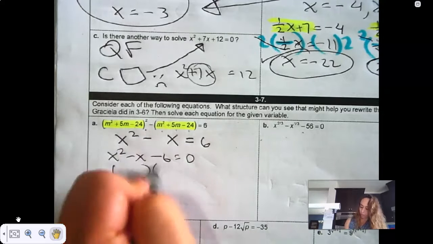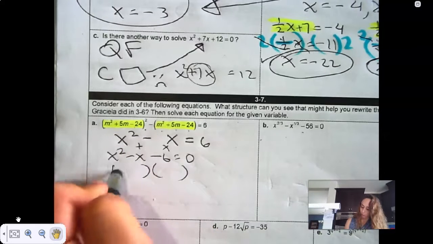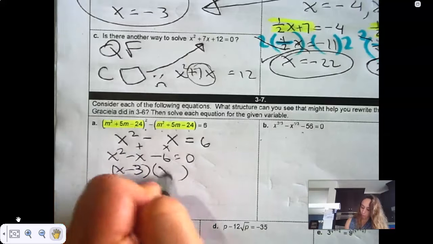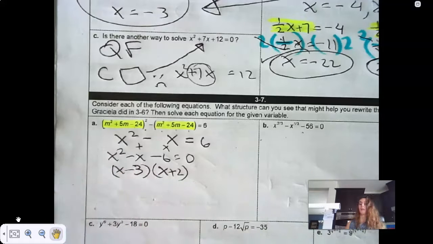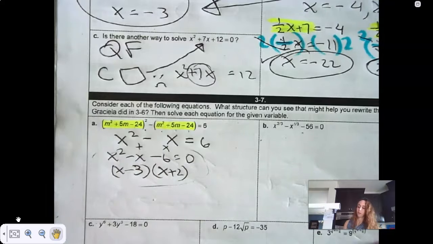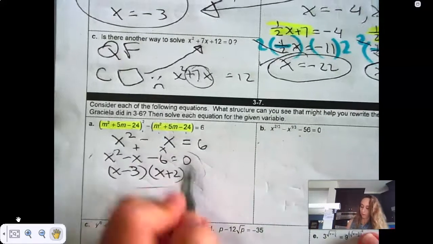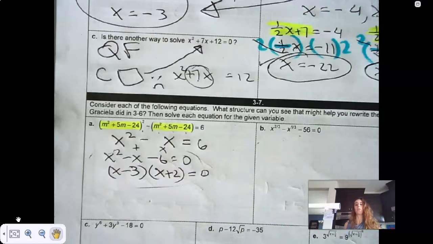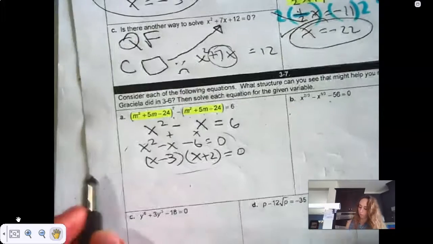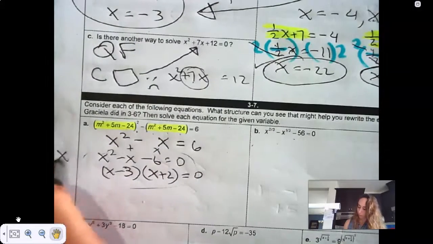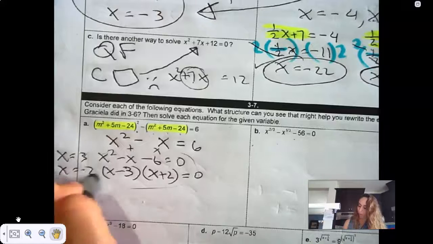Two numbers that multiply to get 6 and add to get 1 are 3 and 2. If you're struggling here, this step right here, you need to be asking me questions. If you can't factor, you will cry the rest of the year. Okay? That is definitely my mantra that I say how many times. You need to know how to factor. You need to know how to solve for x. So now I get x equals 3 and x equals negative 2.